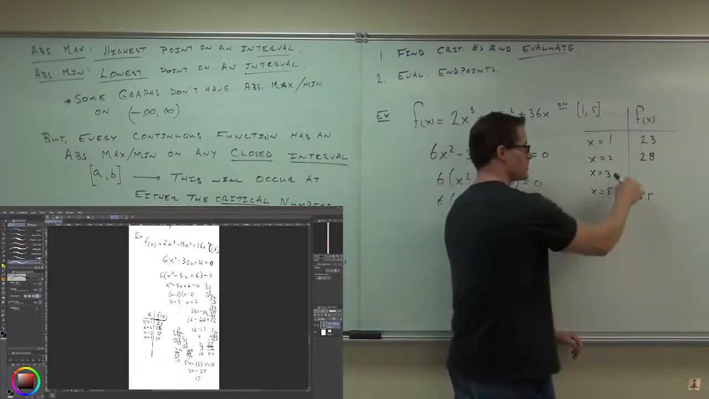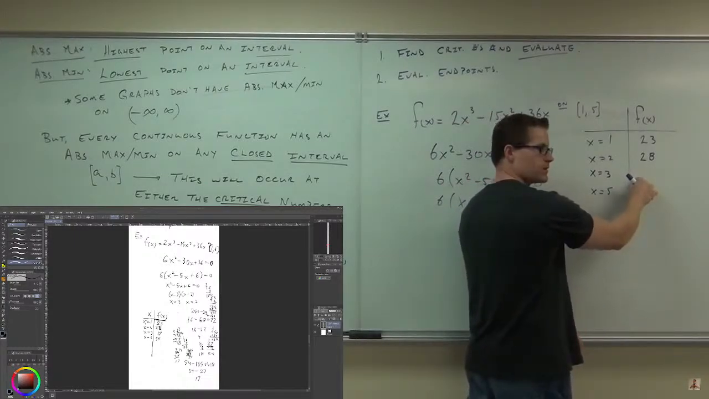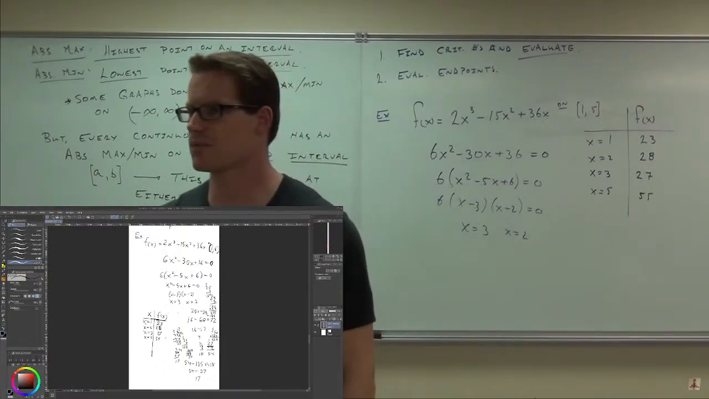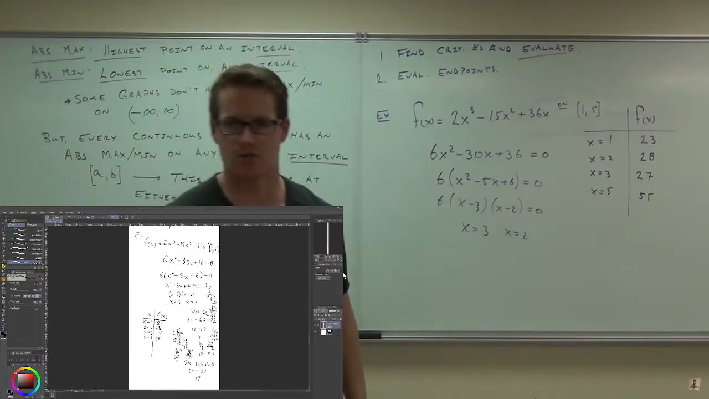What did I do wrong there? 27? 27? Perfect. This is perfect numbers for us. Here is the explanation of absolute max and absolute min. You need to watch carefully. This is going to put everything together in your heads right now, okay?